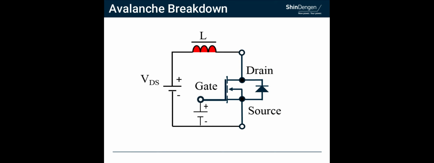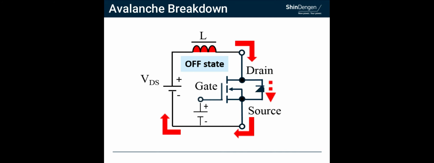Current flows through L in the MOSFET when voltage is applied between gate and source. The MOSFET is in the on state, so current is flowing through the channel. Energy remains in L after the MOSFET turns off, so current still flows even though the MOSFET is in the off state. However, since the channel has already disappeared, this current is charging the drain-source capacitance COSS.